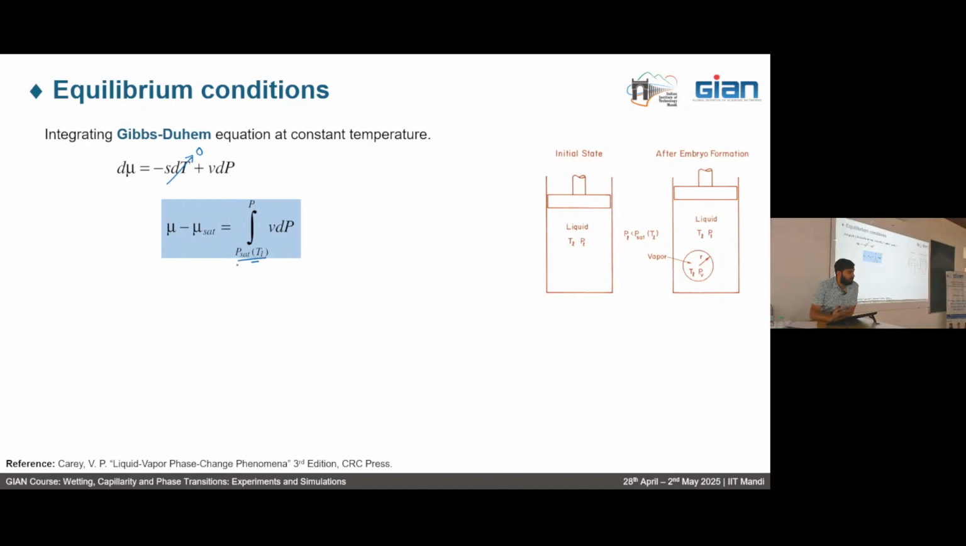Now integrating this equation between the saturation point P sat and any arbitrary point, let us suppose this point to be P, it would give us this expression: mu minus mu sat is equal to the integral from P saturation at temperature TL to the arbitrary pressure P of V dP.